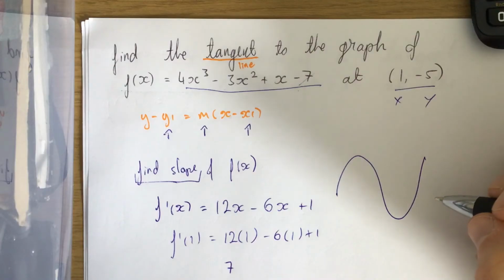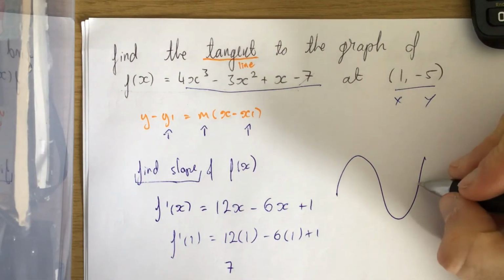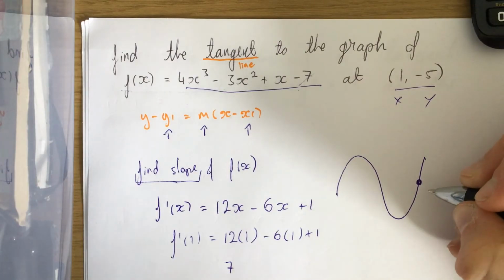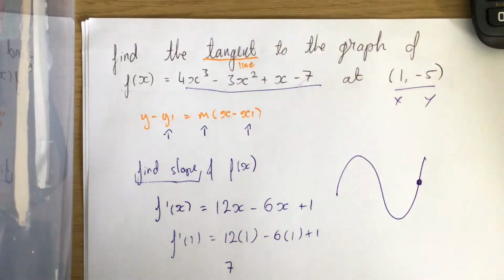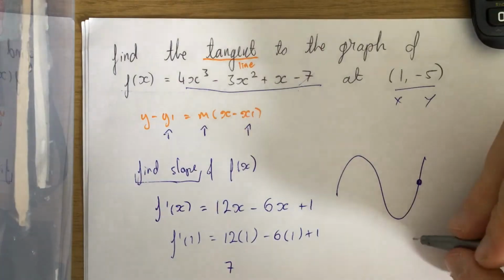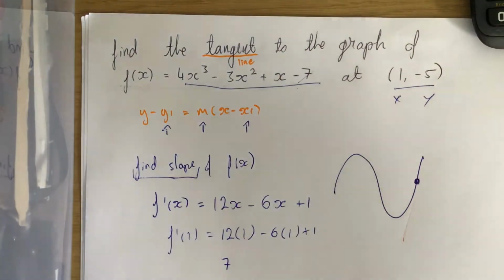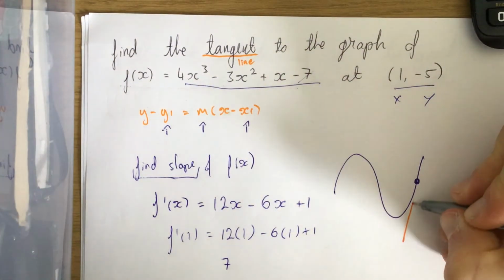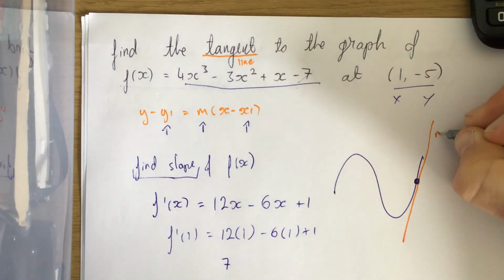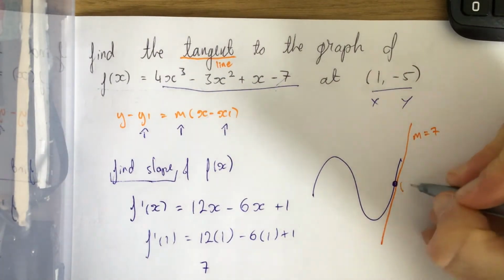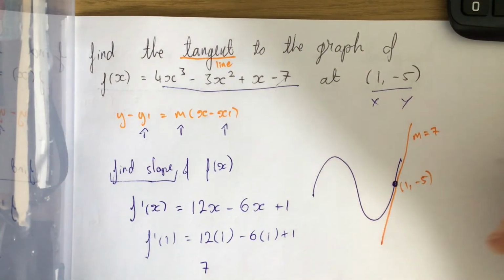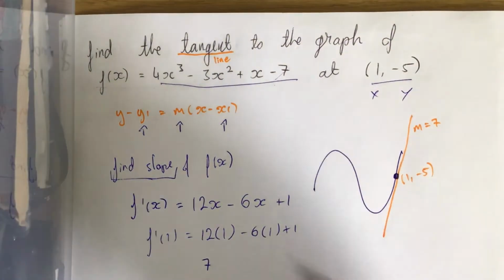So what this means is, on this curve, we have a certain point, and that point is 1 comma minus 5. Let's just say that point is here. And it means that the slope at this point is m equals 7, and then the point is 1 comma minus 5. So now we want to find the tangent.